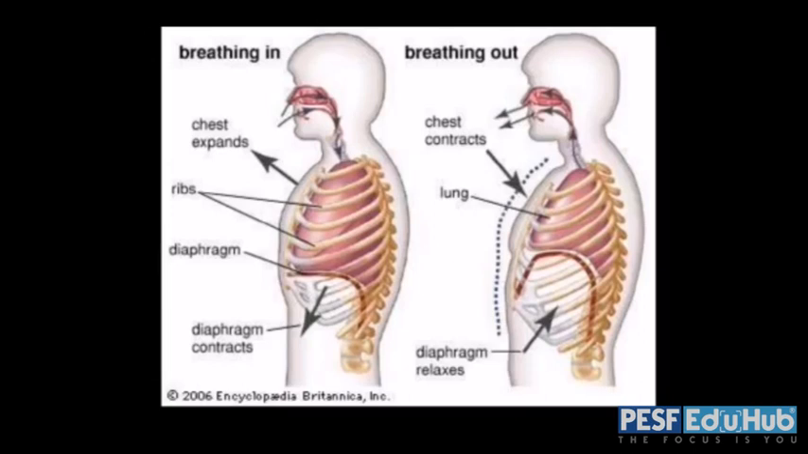The diaphragm contracts and the thoracic cavity volume increases. The diaphragm relaxes. The intercostal muscles relax, the chest contracts, and air moves outside. This is called expiration.